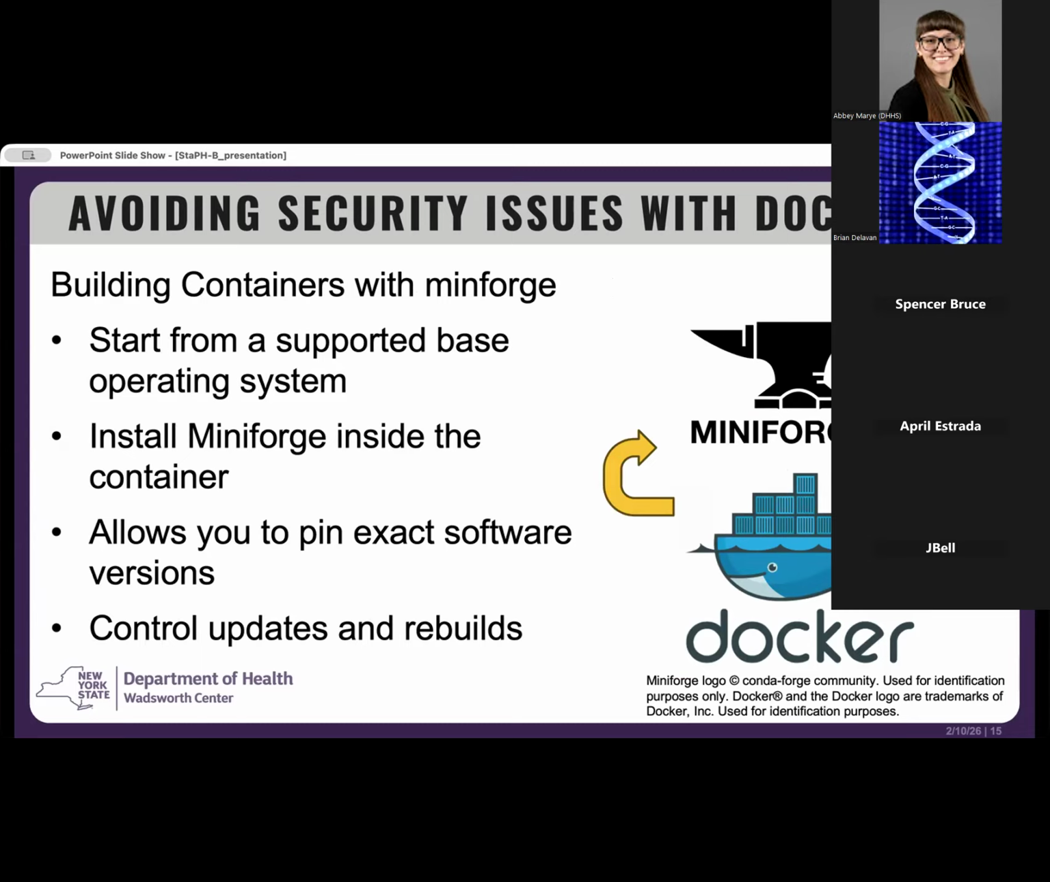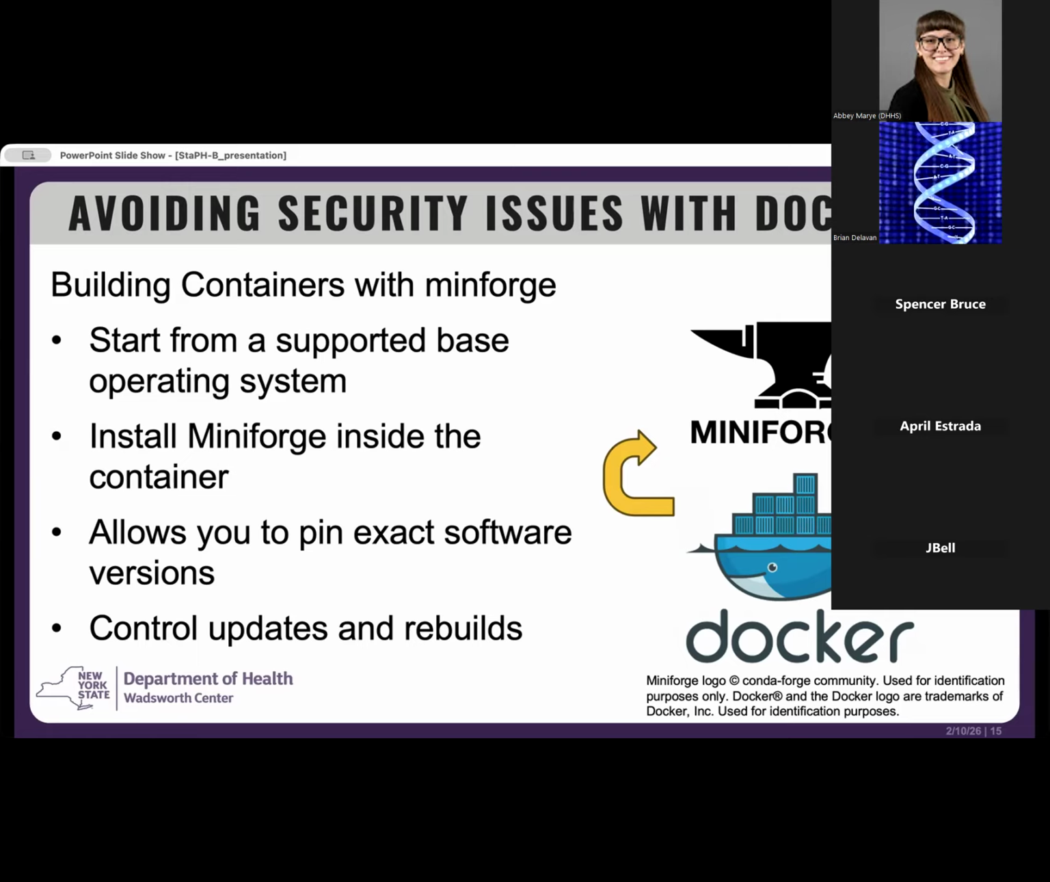So many of these pre-built images are based on older operating systems. In regulated environments, there are often requirements around supported base operating systems, which means that, well, we might have to build containers ourselves if we want to use them. So by building your own container, you can start from a base operating system that is explicitly supported by your organization. That gives you control over security updates, lifecycle policies, etc.